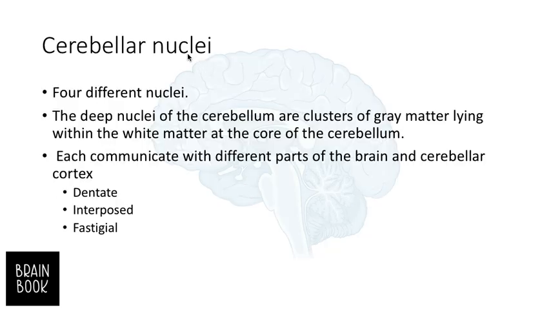There are several nuclei in the cerebellum. There are 4 different nuclei. The deep nuclei of the cerebellum are clusters of gray matter lying within the white matter at the core of the cerebellum, and each of them communicates with different parts of the brain and the cerebellar cortex. These are the dentate nuclei, the interposed nuclei, which are 2 pairs of nuclei, and the fastigial nuclei.